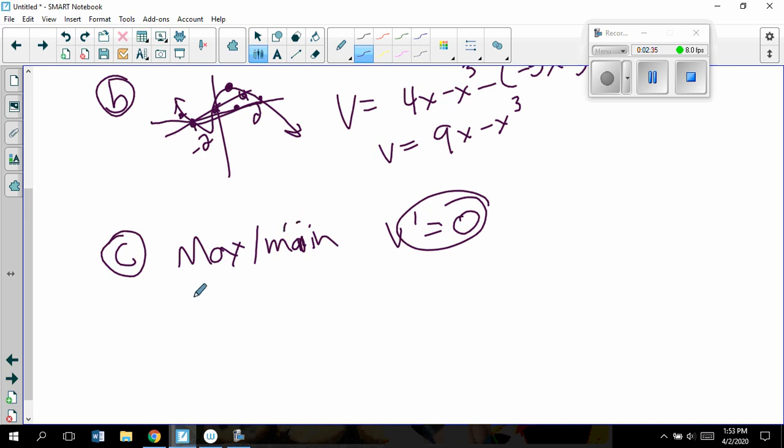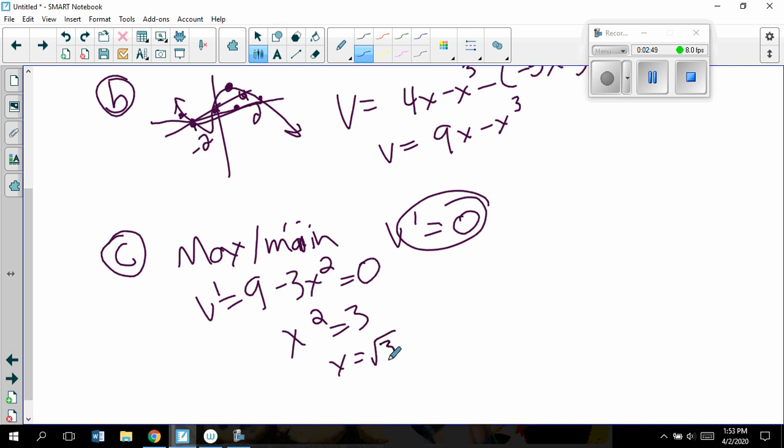So first, we will find v prime, which will be 9 minus 3x squared. Then we're setting that equal to 0. When I solve that, I would have x squared equals 3. Technically, you get plus or minus the square root, but because the question restricted you from 0 to 3, you are just using the positive square root of 3. And then again, go back and check.